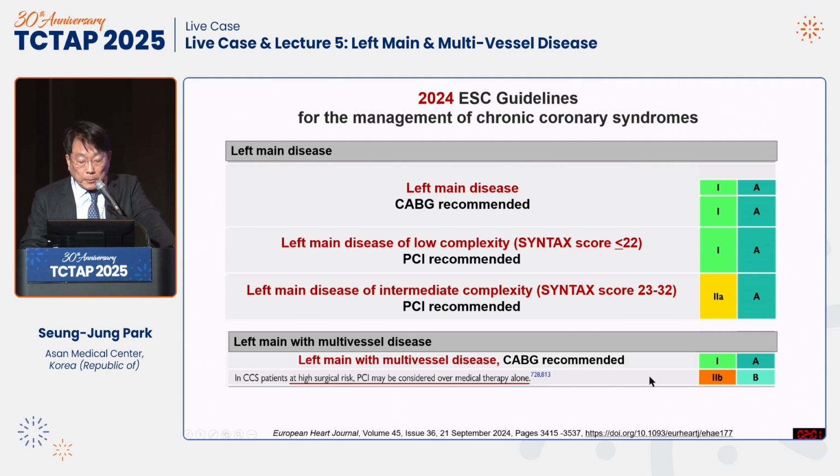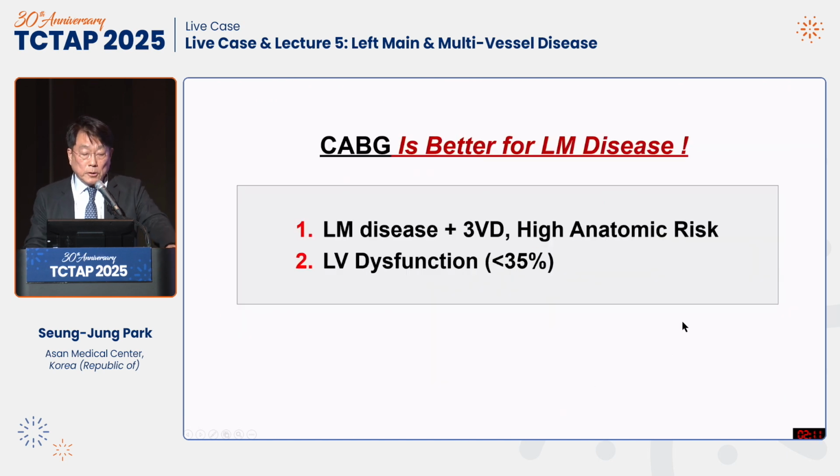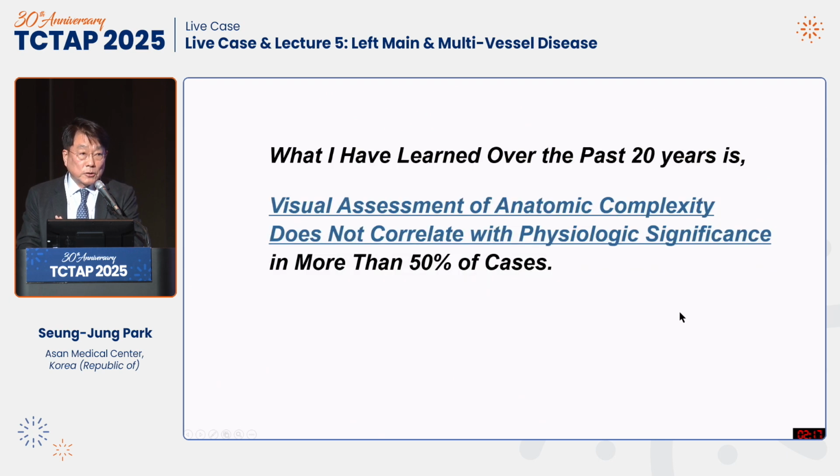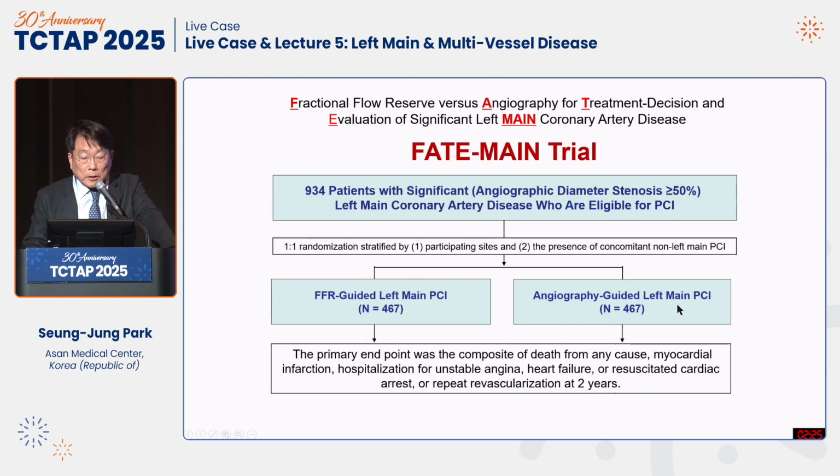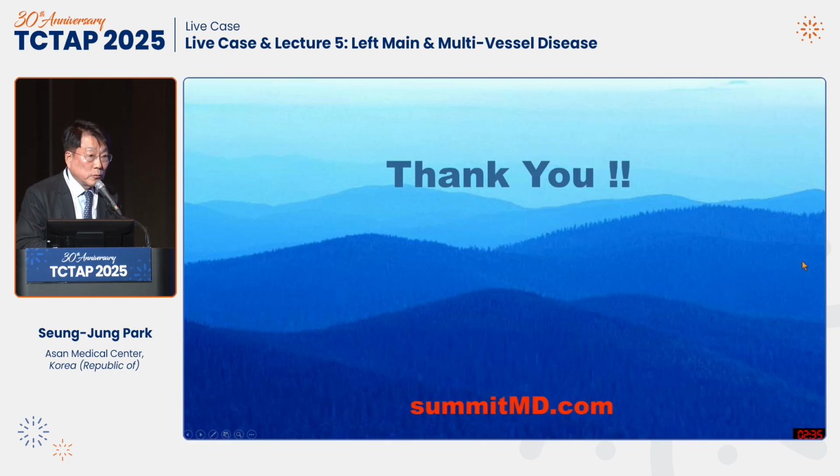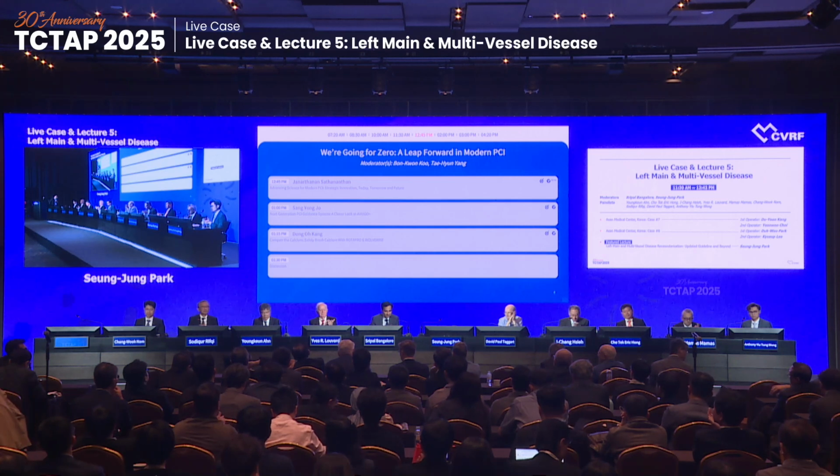Left main with multivessel, bypass surgery, left main with high anatomic complexity, left main with multivessel, right, CABG recommended. However, for high surgical risk, PCI may be skewed. And so for left main 3-vessel, high anatomic risk, LV dysfunction, all right, agreed, bypass surgery is better. So I know that visual assessment is not good. And so we're going to start the EXCEL trial, where patients who had left main disease are randomized to FFR-guided PCI and angio-guided PCI. Thank you for your attention.